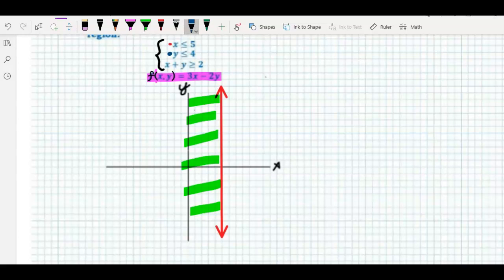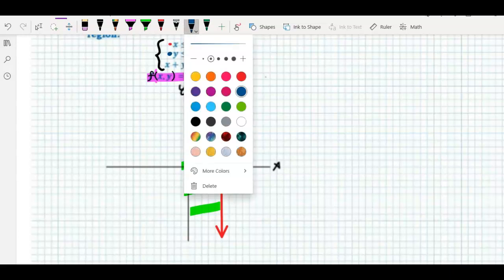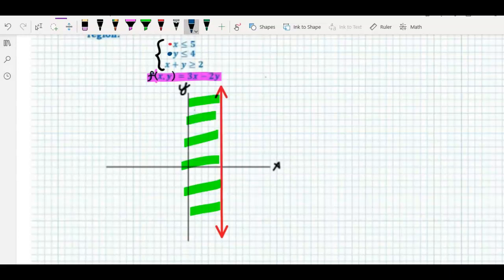Let's do the next line. This line is the line y is less than or equal to 4. So I'm going to go up to 4 on my graph for y. 1, 2, 3, 4. Get the next line on our graph. Again, this is less than or equal to, so it will be a solid line. I don't have to make it dashed.